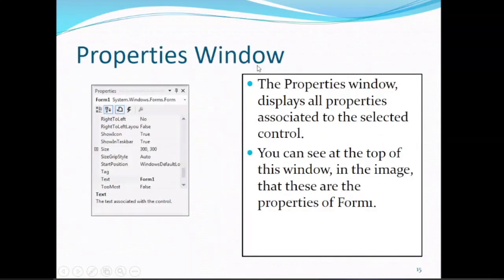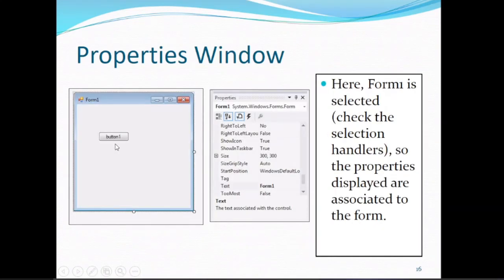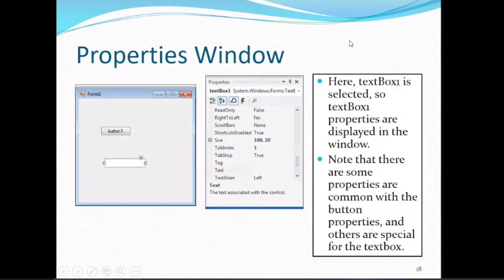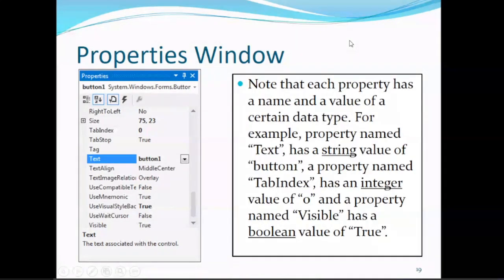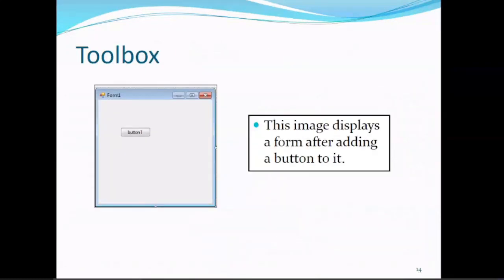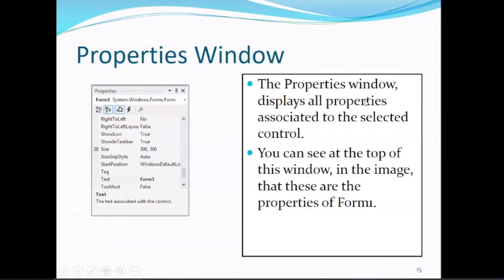And the properties window displays all the properties associated with the selected control. So the properties window is nothing but, in the previous slide we have the button, so for this button we have the properties window. The properties window displays all the properties associated with the selected control, which you can also see at the top of this window in the image: these are the properties of Form1.